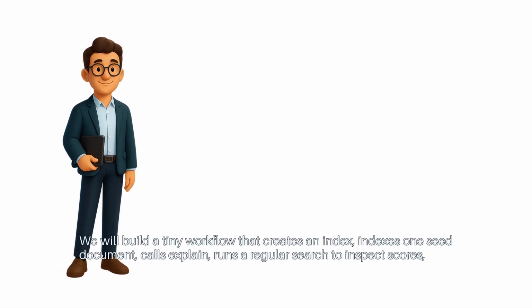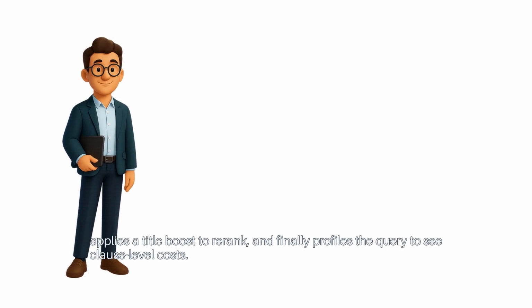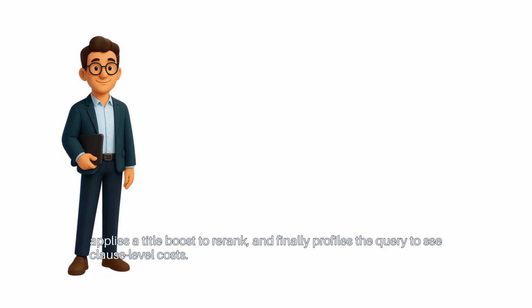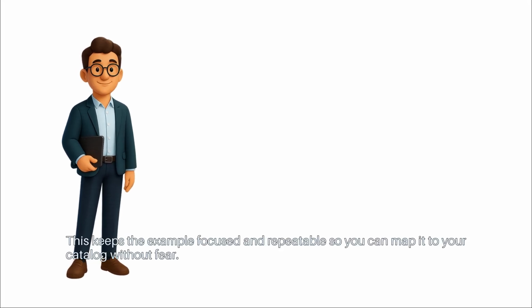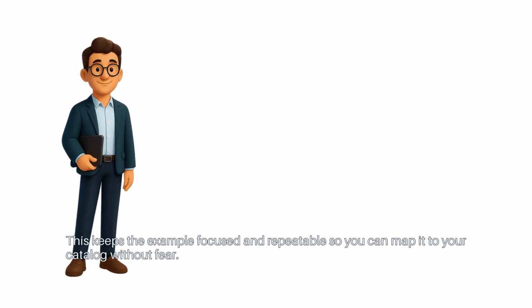We will build a tiny workflow that creates an index, indexes one seed document, calls explain, runs a regular search to inspect scores, applies a title boost to re-rank, and finally profiles the query to see clause-level costs. This keeps the example focused and repeatable, so you can map it to your catalog without fear.